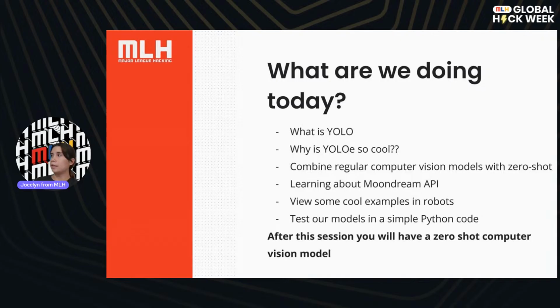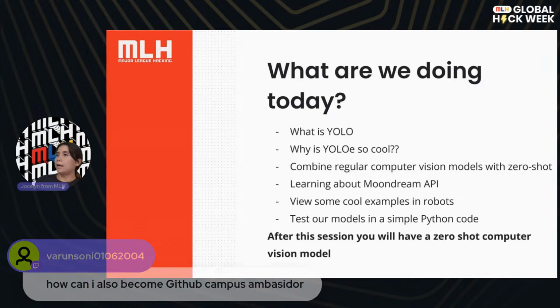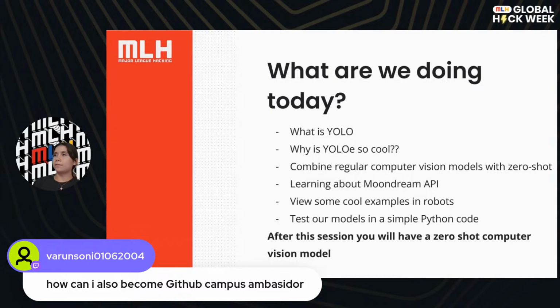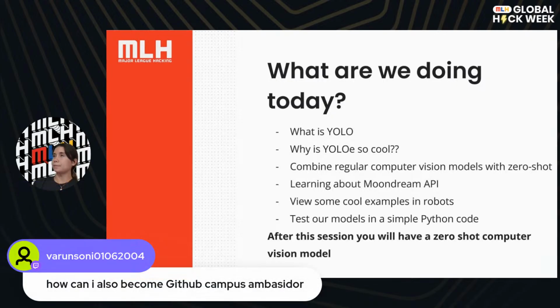So we have a question here: how can I also become a GitHub Campus ambassador? I'm not sure if ambassador is different to the campus expert program. I've only heard about the campus expert program, which is where you get support from GitHub to do your events. So basically, they support you financially, they give you swag and prizes to support your events, and that way your community can grow much faster with the support from GitHub on all of your events.